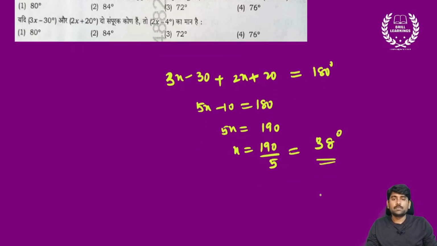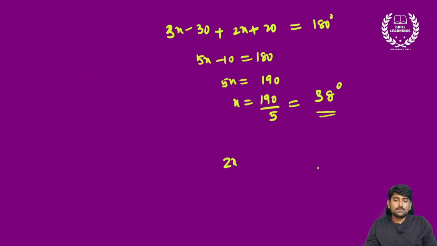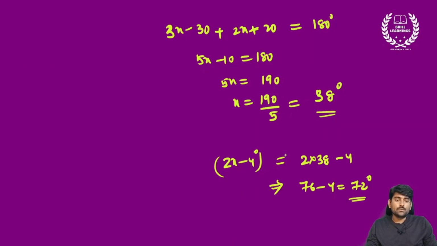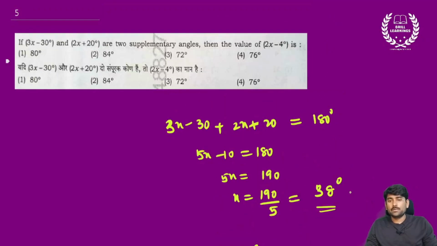38 degrees. Now we need to find the 2x minus 4 degree value, right? 2x minus 4. So 2 into 38 minus 4, which is equal to 76 minus 4, that is equal to 72 degrees. The third one is the right answer here. Let's move on to the next question.